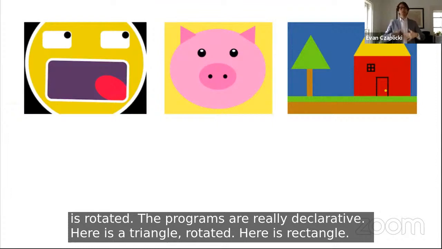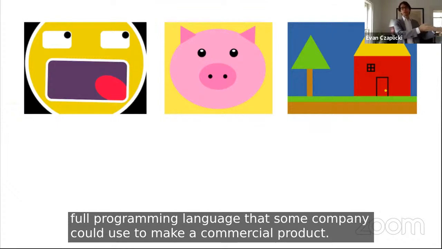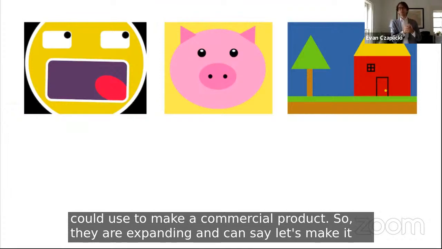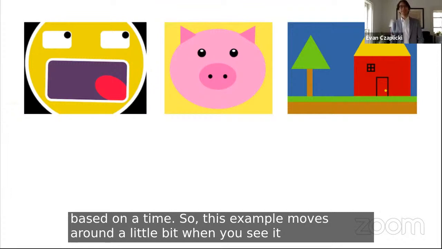That gives a way so they can get something on screen and do something cool, but they're also using a full programming language that some company could use to make a commercial product. And so they can start expanding and say, okay, let's make it vary based on time. We'll have a function with a time argument. So this house example moves around a little bit when you see it online.